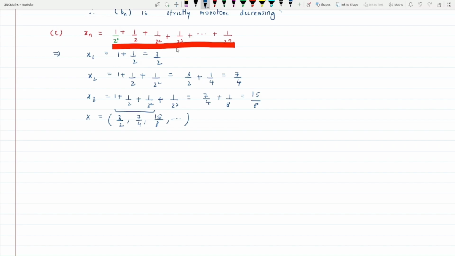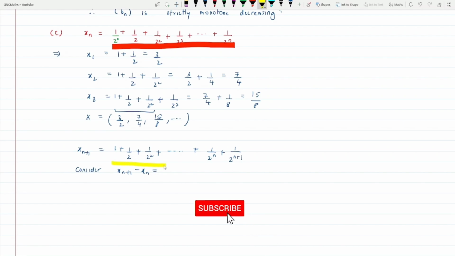Now, for testing the monotonicity, we are already given xn. So let us find out the next term, which is given by xn plus 1. So xn plus 1 will be 1 plus 1 by 2 plus 1 by 2 square and so on, 1 by 2 raised to n plus an additional 1 by 2 raised to n plus 1. And like above, we are going to take the difference between xn plus 1 and xn. So you will see that xn plus 1 has an extra term of 1 by 2 raised to n plus 1 if you look at xn.